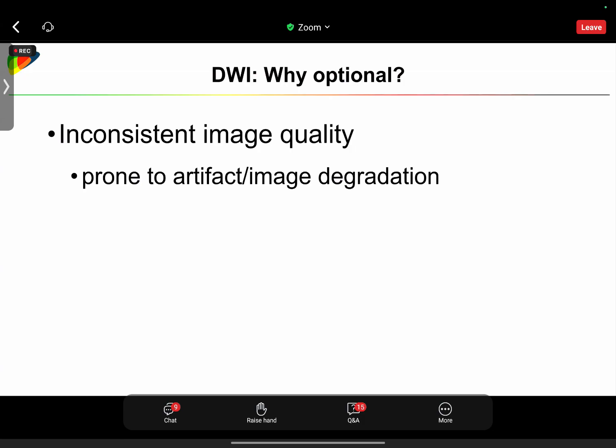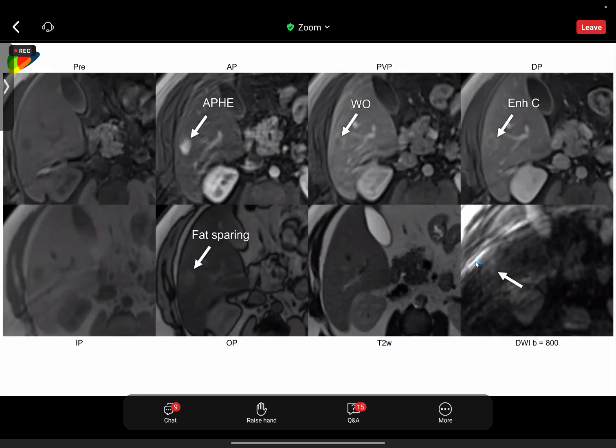The reason being is it's a finicky sequence. We have inconsistent image quality. It's very prone to artifacts and image degradation. And you really have to invest in optimizing the sequences. And we didn't want to penalize those areas where DWI was just not feasible to do. Here's an example. Patient did really great, and then you can see the DWI is completely non-diagnostic due to artifacts.